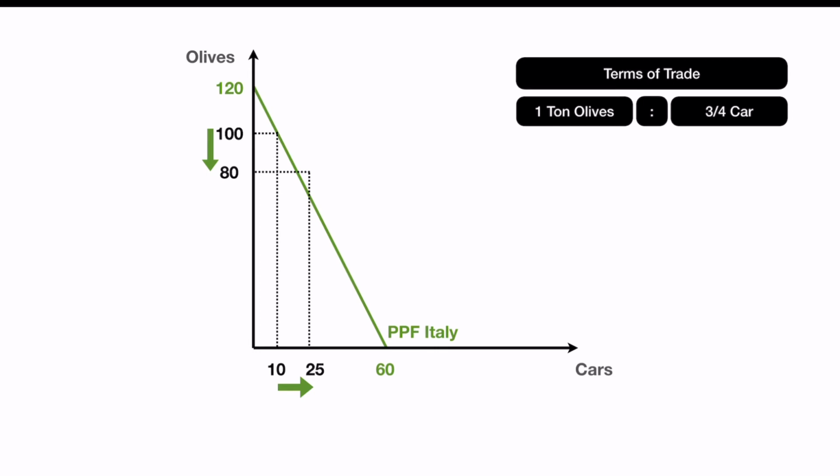Had they given up the 20,000 tonnes to make the extra cars themselves, they would only have made 10,000 extra. So by specialising and trading, they receive an extra 5,000 cars. This is not as beneficial as trade with Germany, but it still enables Italy to achieve combinations for consumption that are beyond its PPF, with an extra 5,000 cars for use than if they had not specialised and traded.